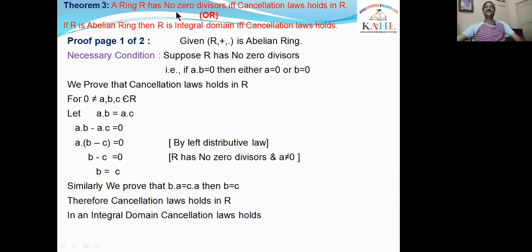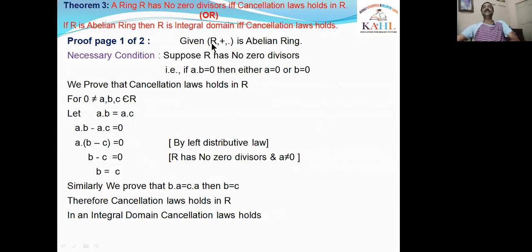What is that? Necessary means we have to take left and we have to prove right. Sufficient condition means we have to take right, and we have to prove left. Okay. There is another type of question in the question paper. That is, if R is an abelian ring, then R is integral domain if and only if cancellation laws hold. If you observe, R is abelian ring is the common part for the necessary and sufficient condition for these two parts.